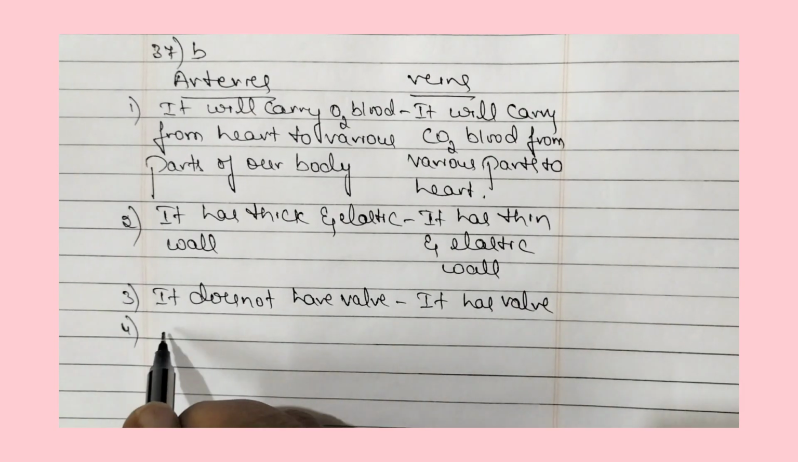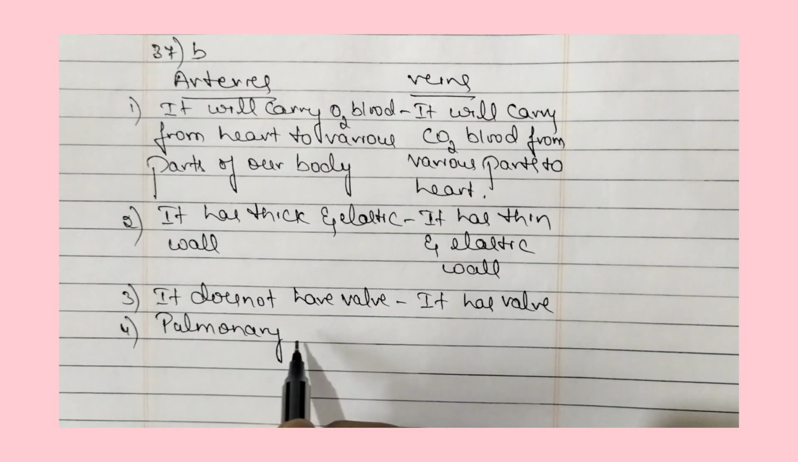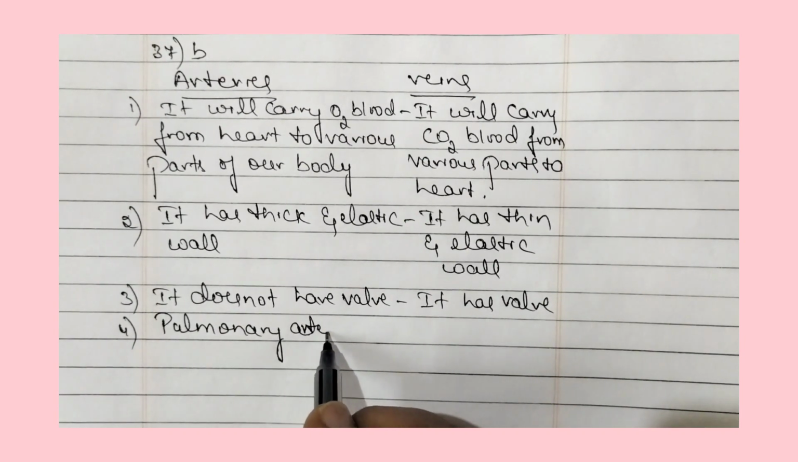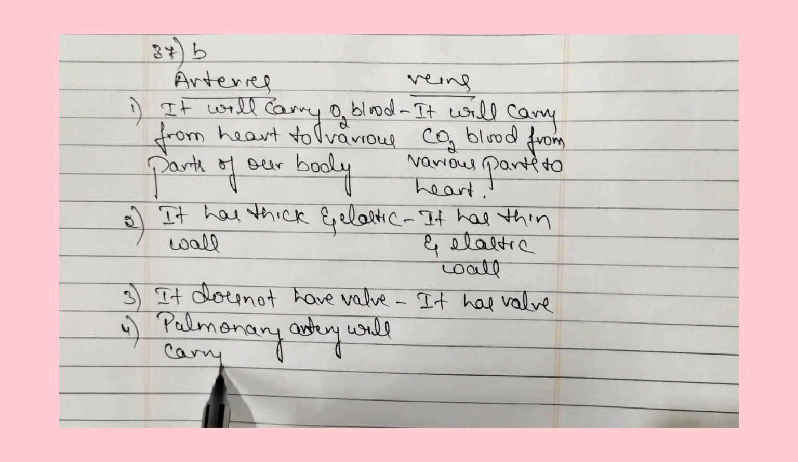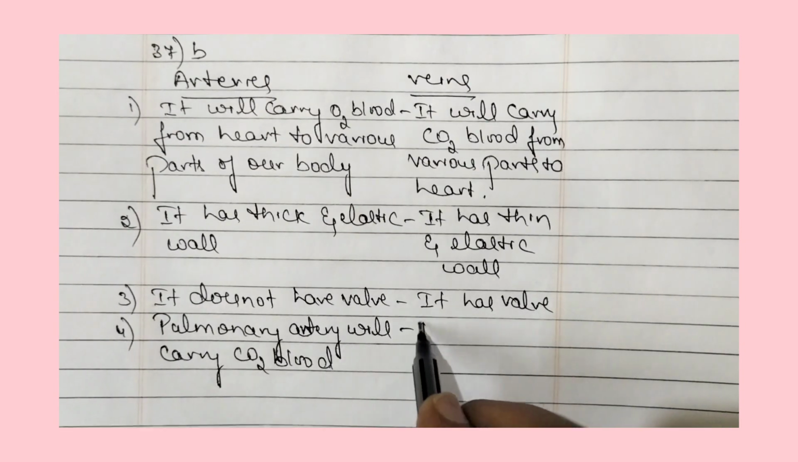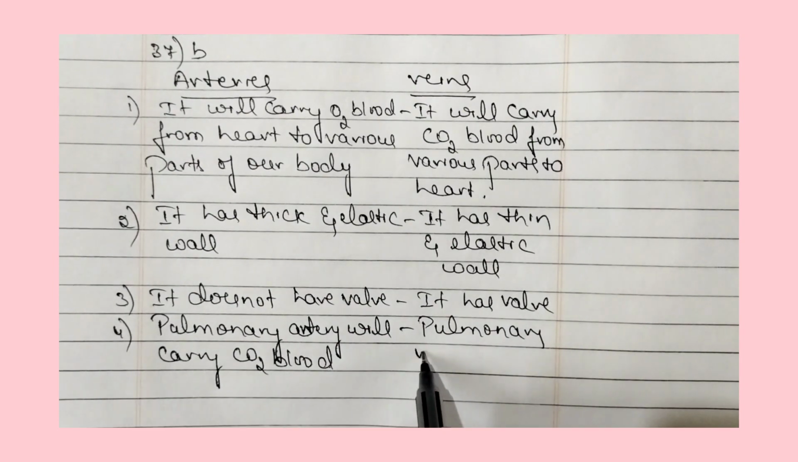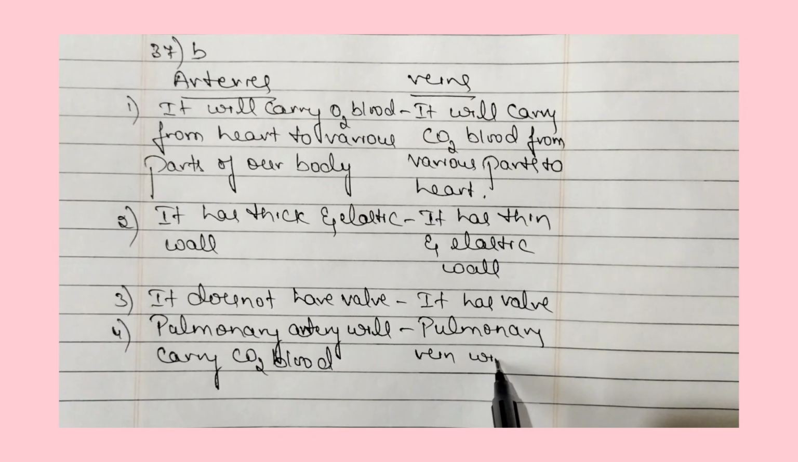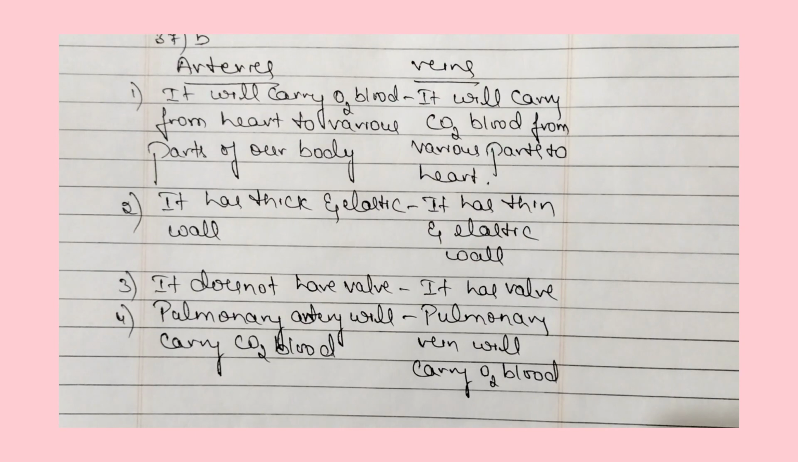Then the fourth difference is that pulmonary artery will carry deoxygenated blood. Pulmonary vein will carry oxygenated blood. So these are the differences between arteries and veins.